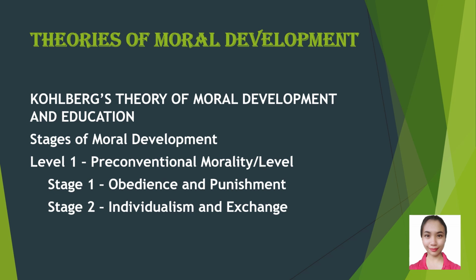So this is the first level class, level 1, pre-conventional morality. So pre-conventional morality is the earliest period of moral development. It lasts until around the age of 9. At this age, children's decisions are primarily shaped by the expectations of adults and the consequences for breaking the rules. There are two stages within this level class.